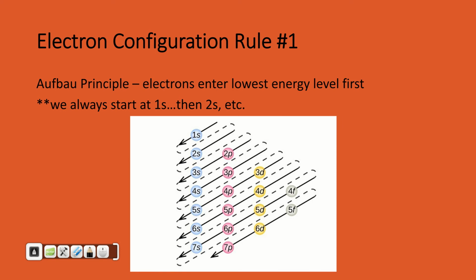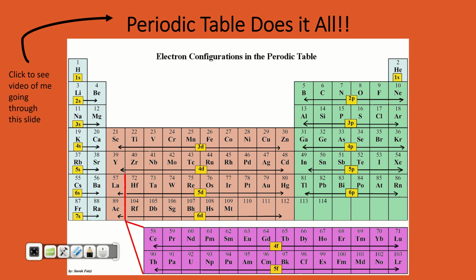I think the best way to learn this is off the periodic table, but this little diagram here can help you remember what comes next as well. So we'll come back to that. So here we go. The periodic table will tell me how to do all of the electron configurations. This does take a bit.